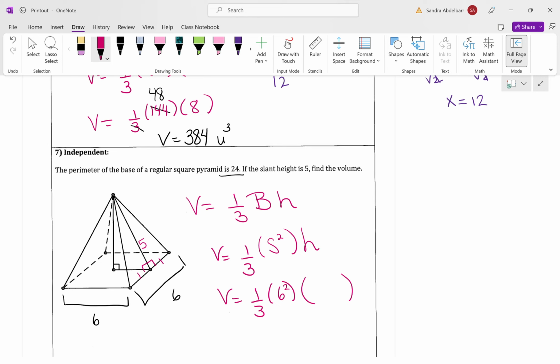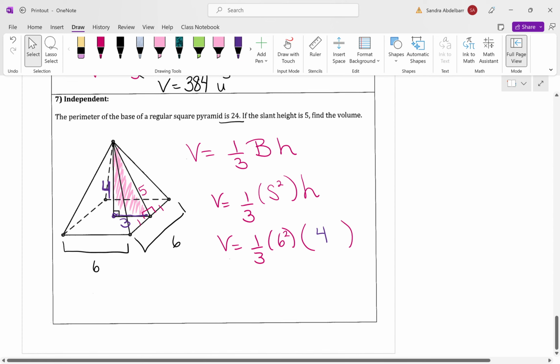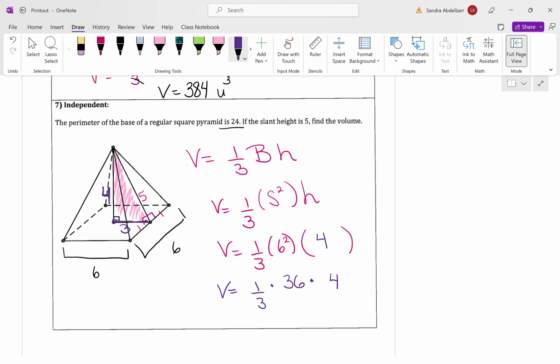The height of the pyramid is not 5. The slant height is 5, so we need to figure out what we're going to do to find the altitude height. So I'm going to use this pink triangle, and we're going to remember that the altitude connects to the center, so it's half the length. So from there to the rim is 3. This ends up becoming a 3, 4, 5 triple. The height is 4. So our volume is going to be 1/3 times 36 times 4. 3 goes into 36 12 times. 12 times 4 is 48 units cubed.